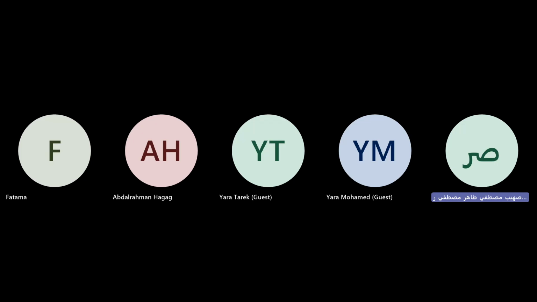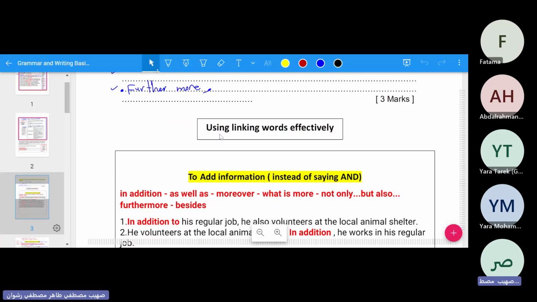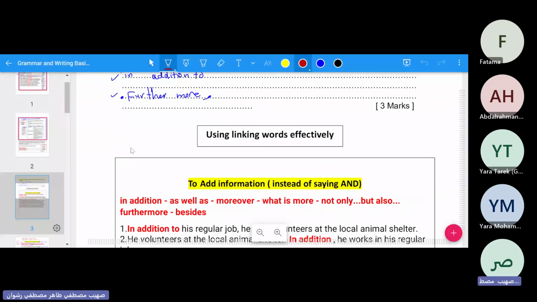There is an indicator in the exam. An indicator in the exam says that the student must use cohesive devices. Cohesive devices. Okay, give me a moment, please.